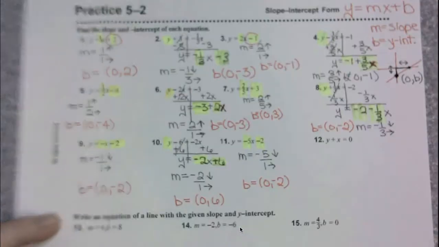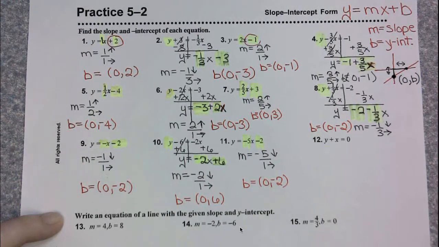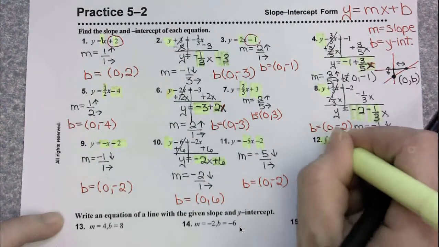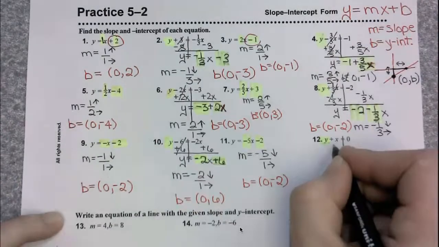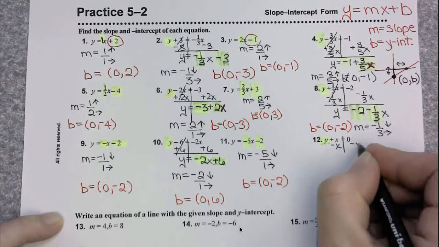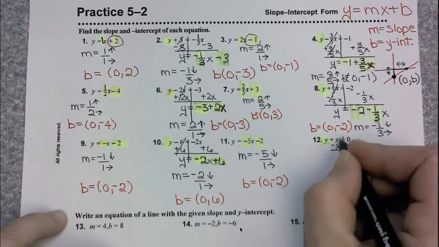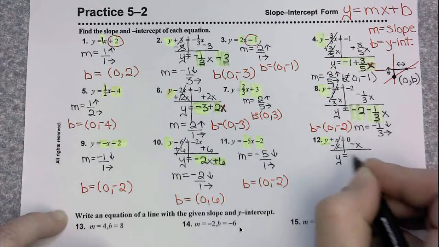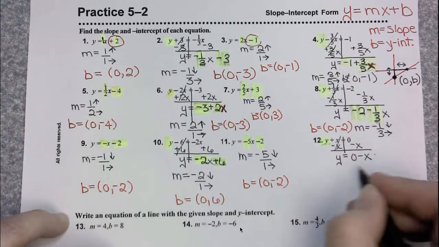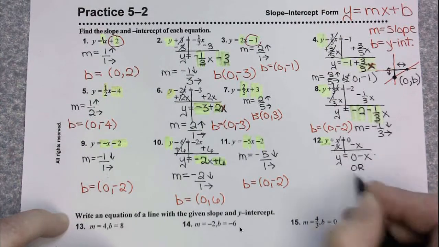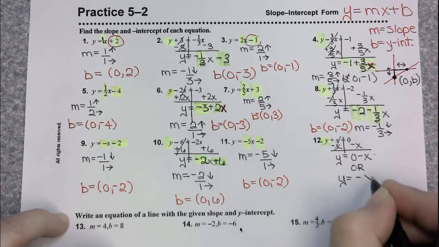Last problem for today's notes. We need to get y by itself. So line down from the equal sign. I need to move the x. And y is equal to 0 minus x. Another way to write that, so we'll put an or here, y is equal to -x.